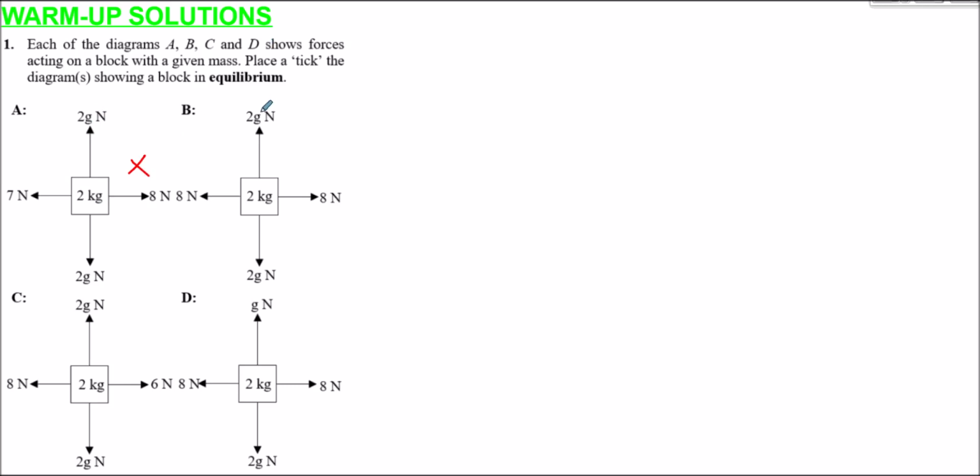B, 2G and 2G balance, as does 8 to the left and 8 to the right. So actually B is in equilibrium, so we can tick B. Are there any others? Well, C isn't, because 8 is different to 6. And nor is D. G doesn't balance with 2G, even though 8 does balance with 8. So this one would be accelerating downwards. So D's not in equilibrium either. The only one that is, is system B. So that's the only one we need to tick for question 1.